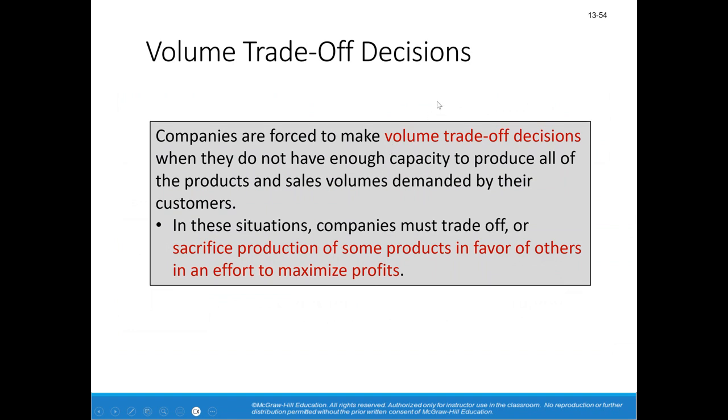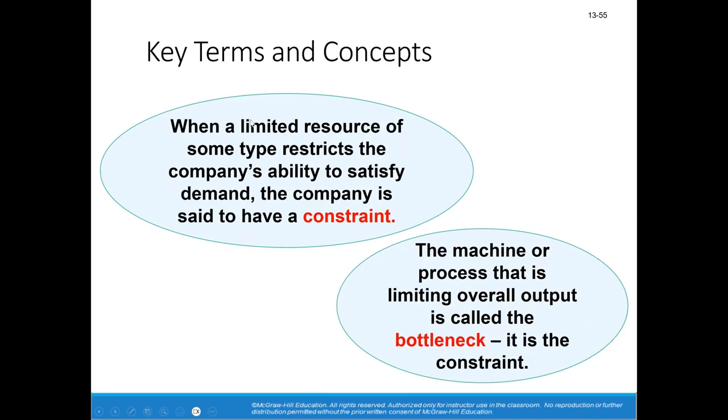All right, another decision. This is okay, what should I produce? I've got a couple products. Which one should I produce? In these situations, companies must trade off or sacrifice production of some products in favor of others to maximize profit. The key concept here is when you have a limited resource and it restricts the ability to satisfy demand, that's called a constraint. And the machine or the process that limits overall output is called the bottleneck. It is the constraint.